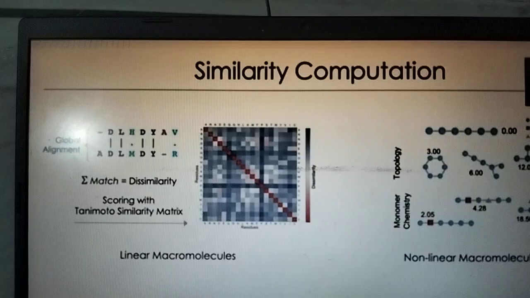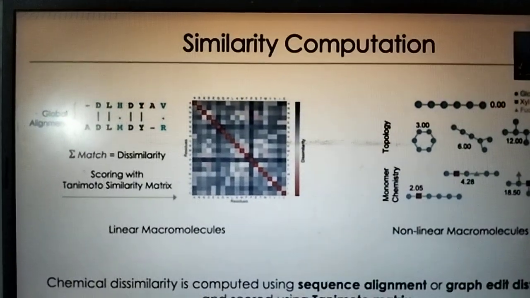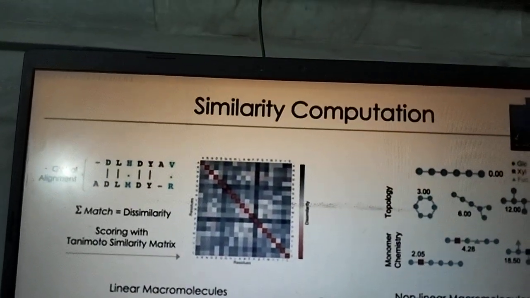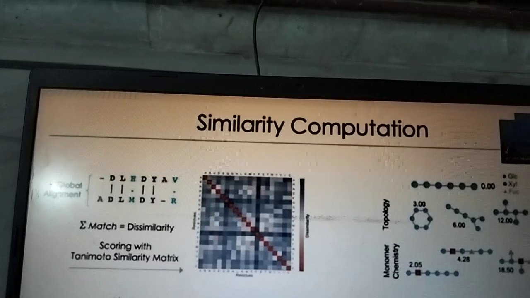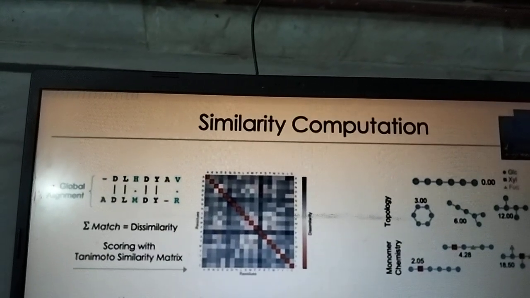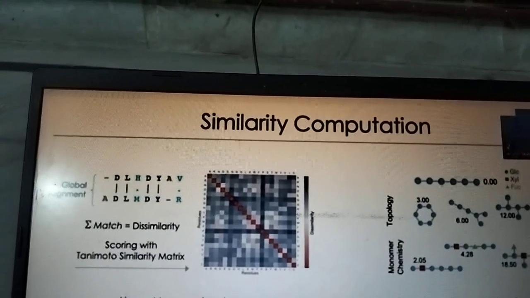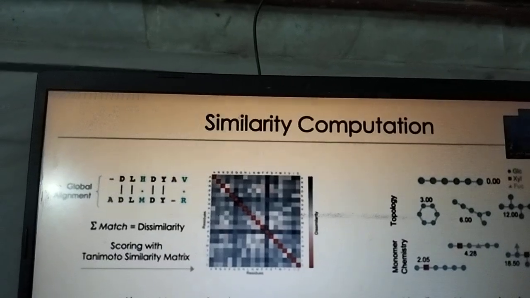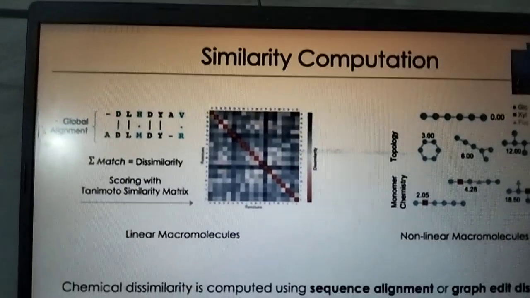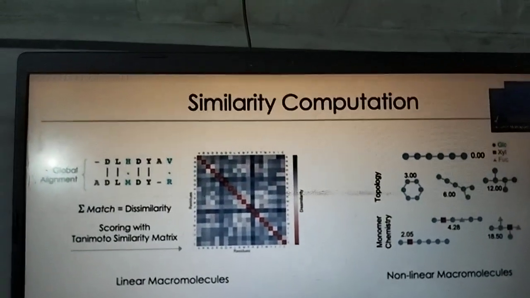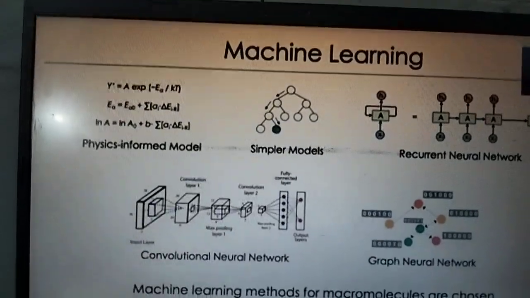So this is the similarity computation. The chemical dissimilarity is computed using sequence alignment or graph edit distance and scored using the Tanimoto matrices. This is used in the similarity computation. So next one is machine learning.